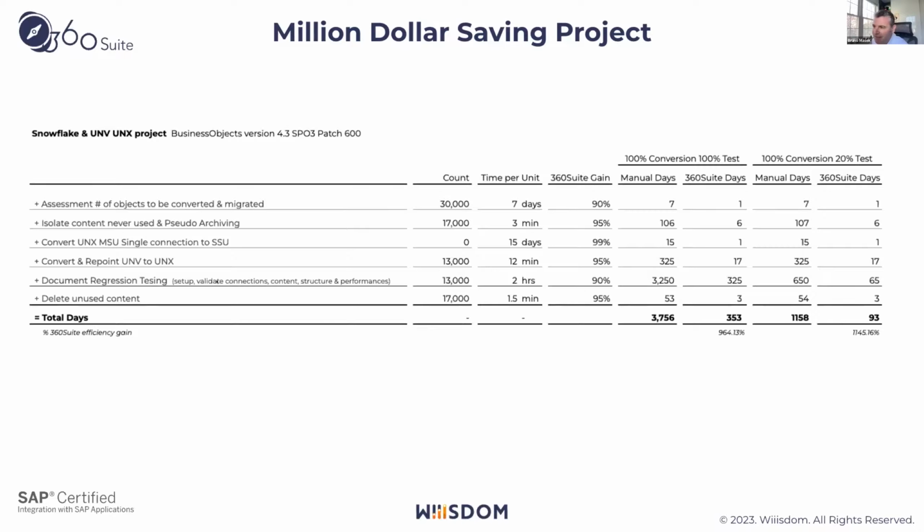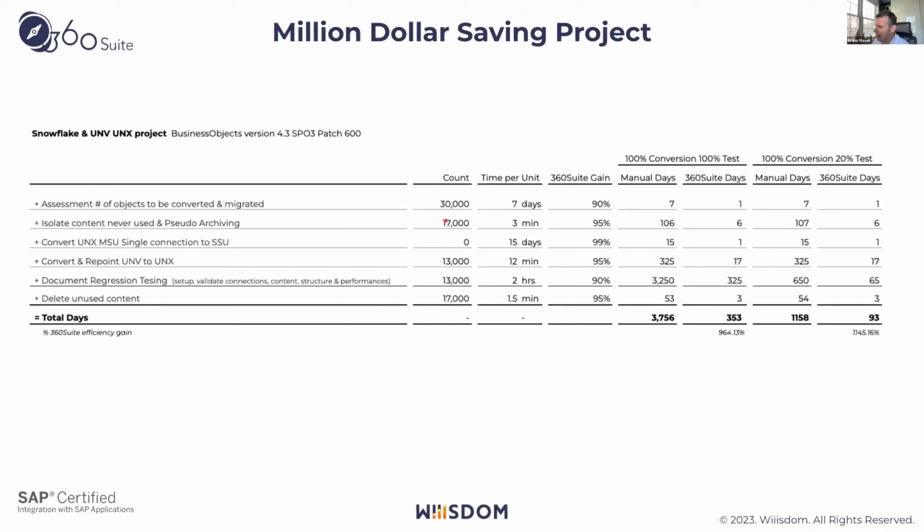Just to give you an idea of the power behind this, during the assessment we found out that the customer had 30,000 objects that had to be repointed. To do this normally, and this is very conservative, it would have taken 7 days ballpark to understand how many objects I have, understand what's inside, etc. With 360 Suite, we say it's 1 day, but it's actually far less.